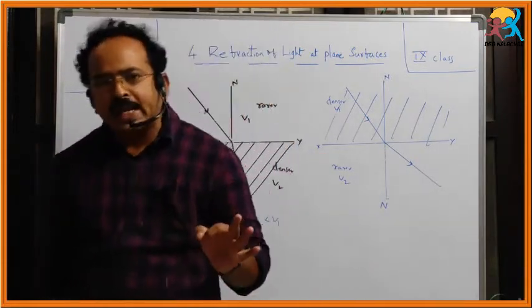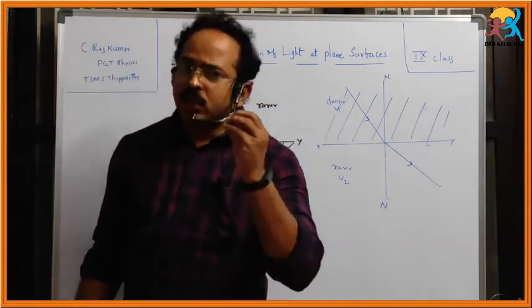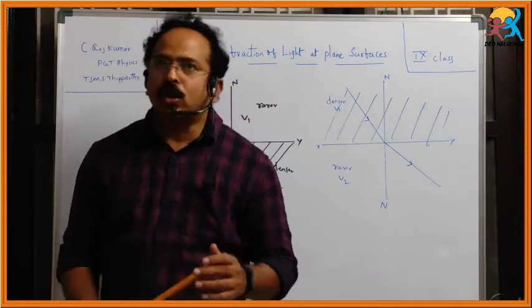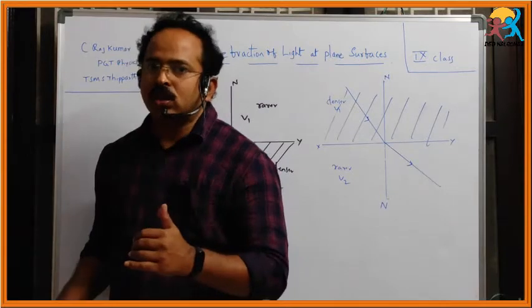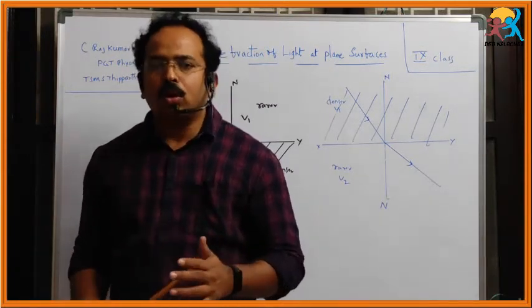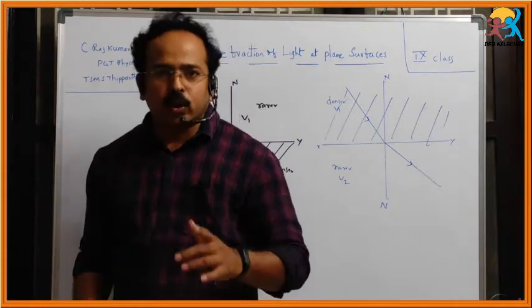So refraction of light involves a change in the speed of light, meaning the speed of light can be increased or decreased, and because of this the light bends at the separation of two media. This is called refraction of light. I hope you understood very well.